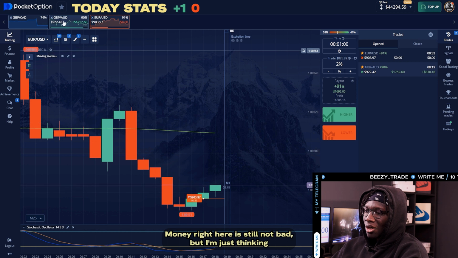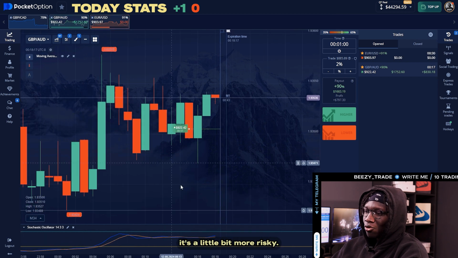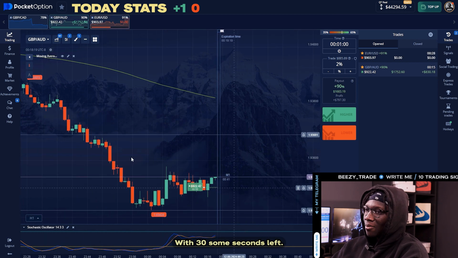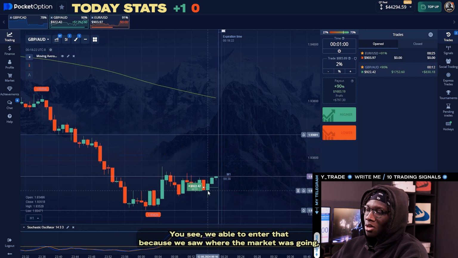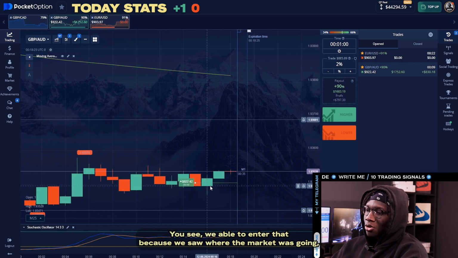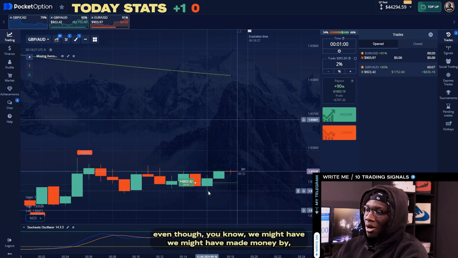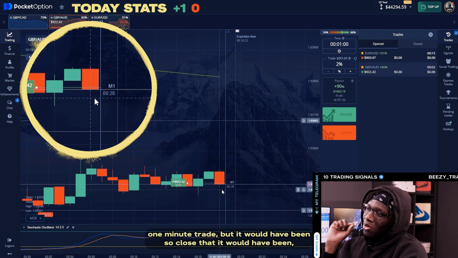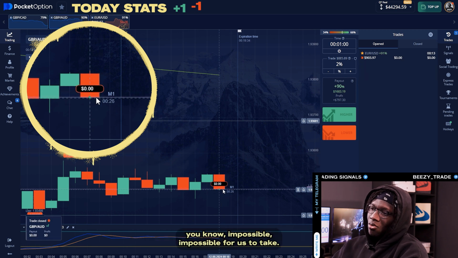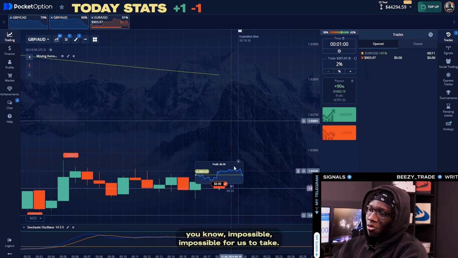But right here is still not bad, but I'm just thinking it's a little bit more risky with 30 something seconds left. So our 3 minute trade seems to have paid out. You see, we were able to enter that because we saw where the market was going. Even though we might have made money by our 1 minute trade, it would have been so close that it would have been impossible for us to take.